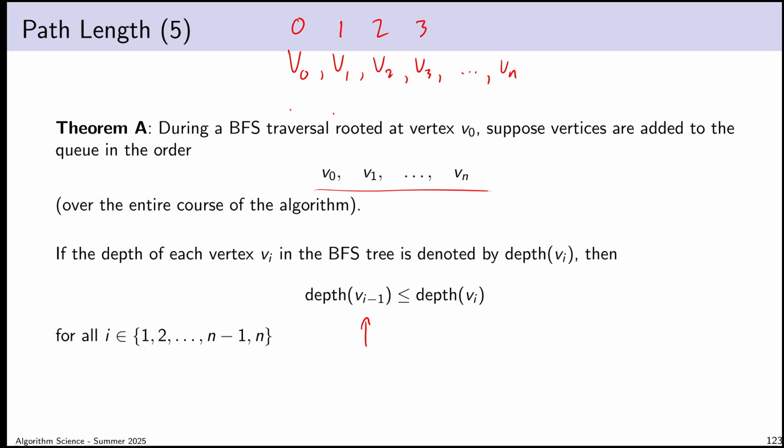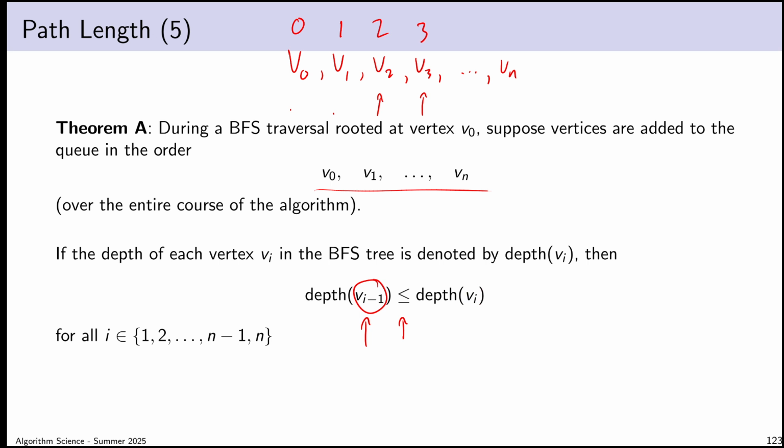What this theorem is saying is that it's impossible to have a situation like this. You can't have a vertex with depth 1 appear in this sequence after a vertex of depth 2. Depths have to either stay the same or increase as you go from left to right. That's what this theorem is saying. So if I look at the depth of some v_(i-1), that is less than or equal to the depth of the next vertex v_i.